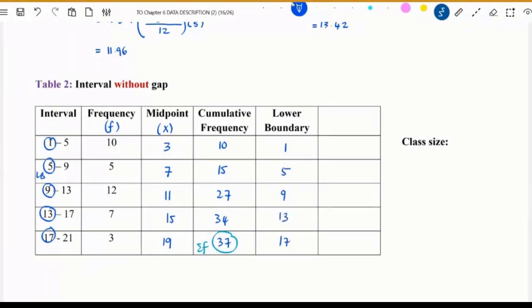Okay, fx will change because your x values changed. So we have 30 here, 35, and then here we have 132. Here will be 105, and the last one 57. So what is the total? Your summation fx?